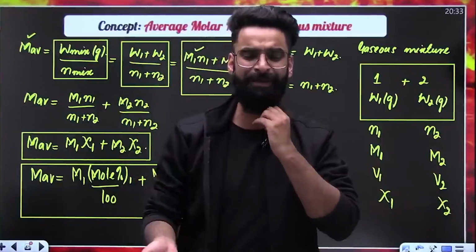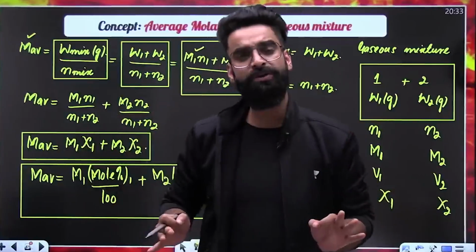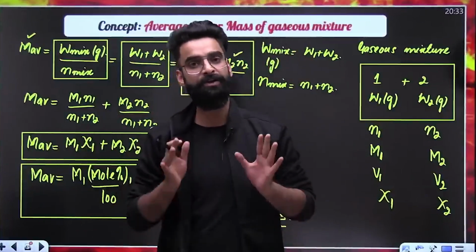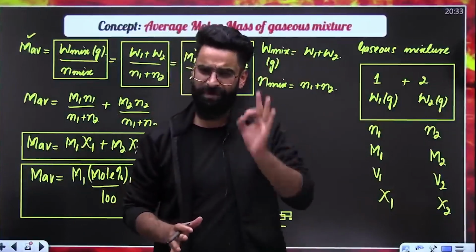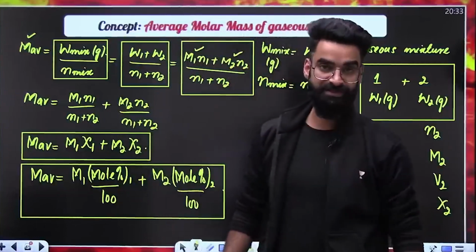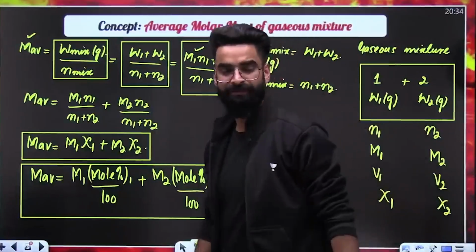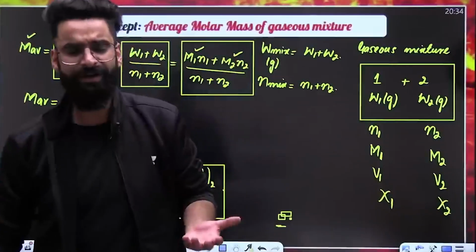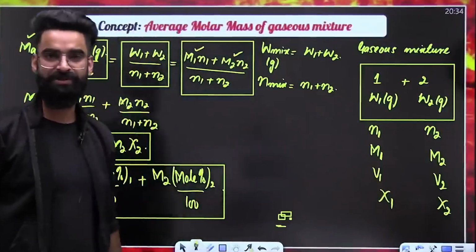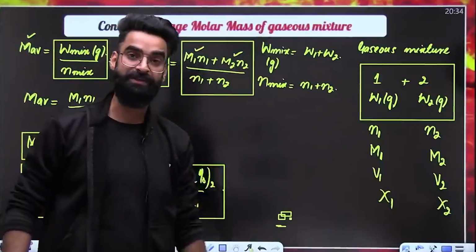It hardly matters whether the question is from this chapter or some other chapter. Wherever you see two or more than two chemically non-reacting gases in the container, your first step always should be to calculate the average molar mass of the gas. We have a lot of results to calculate the average molar mass of the gaseous mixture. You can use any one and get the average. Basically, it is the mass of 1 mole of a gas.